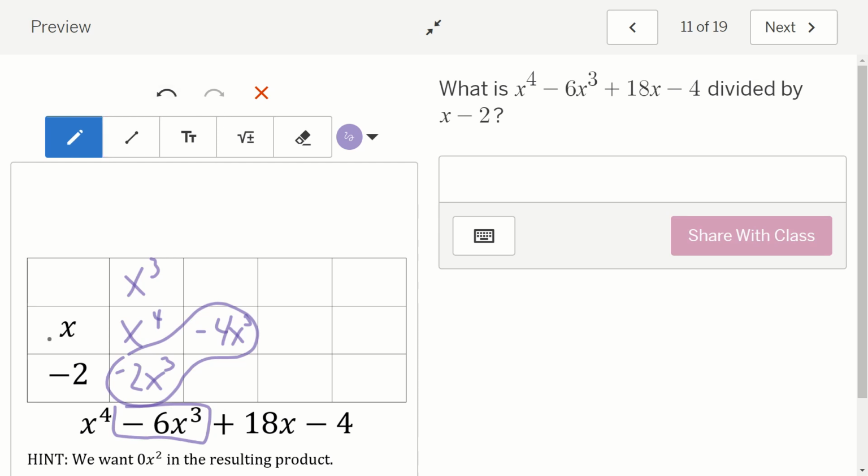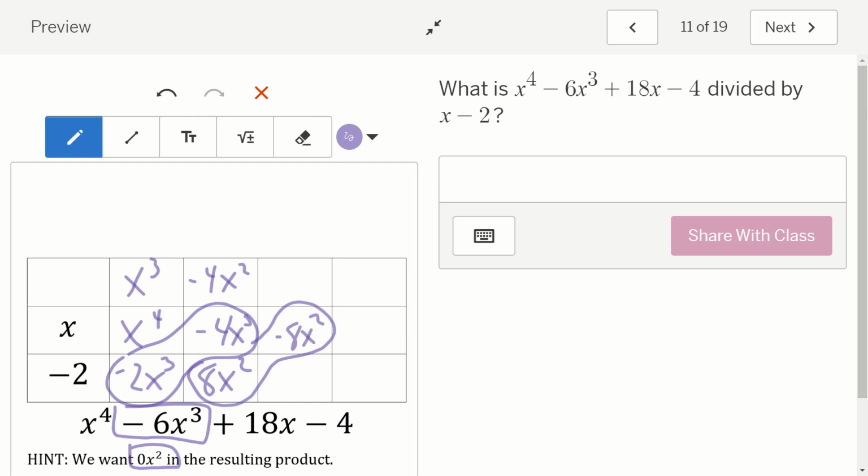X times what gives me negative 4x to the 3rd? Well, that would be negative 4x squared. And negative 4x squared times negative 2 is positive 8x squared. Those two boxes together need to add up to 0 because there is no x squared. So that means it's a 0x squared. Well, 8x squared plus what gives you 0? I hope we can do that. That is negative 8x squared, because those would cancel each other out.